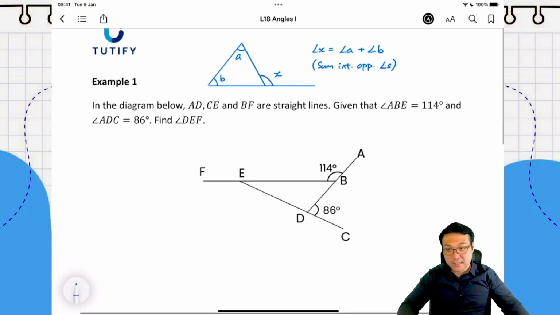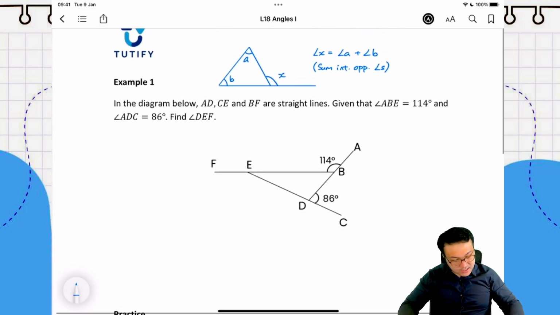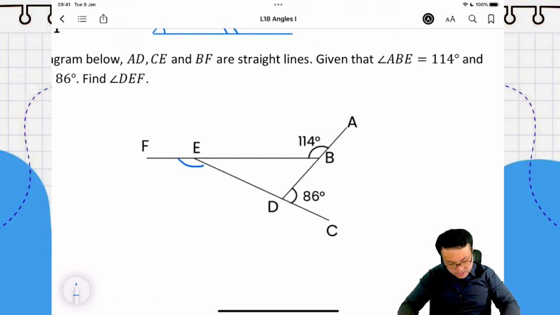So let's try to identify this rule within example 1. So let's see, they want us to find DEF. They want you to find DEF.